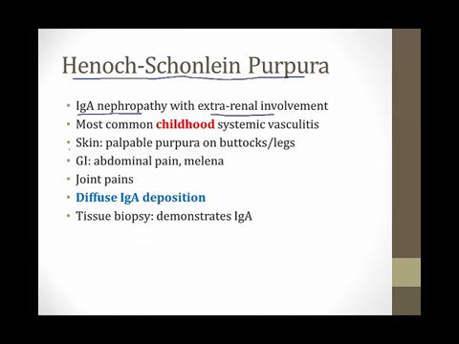So for example, children with HSP often have involvement of the skin. They have palpable purpura on their buttocks and legs. They often have involvement of the GI tract with abdominal pain and melena. They can also have joint pains from IgA deposition in the joints, but the problem is the same as in IgA nephropathy. It's diffuse IgA deposition leading to the vasculitis symptoms. And when you do a tissue biopsy, either of the kidneys or any involved organ in HSP, you will see IgA just like you can see in kidney biopsy samples of patients with IgA nephropathy.